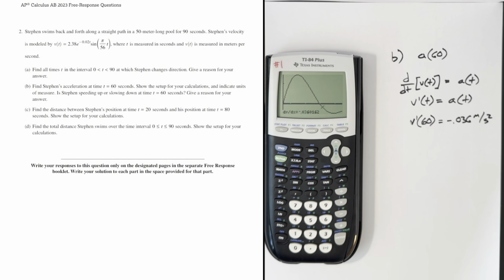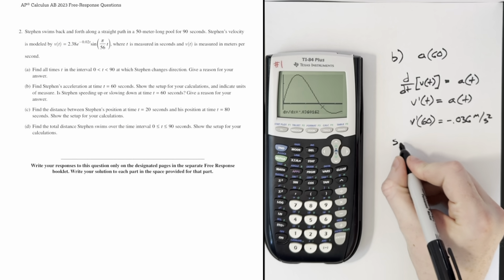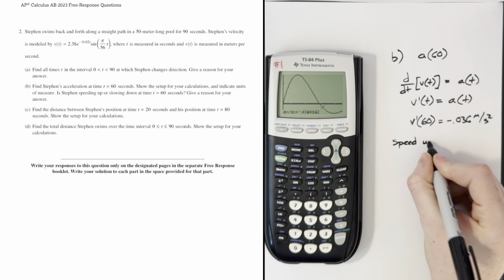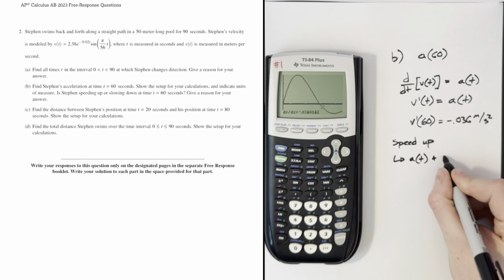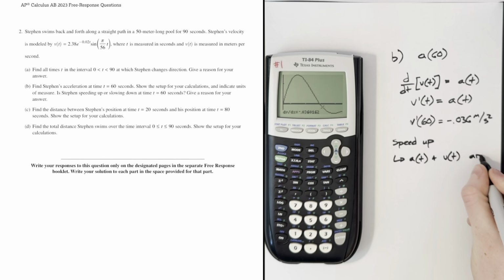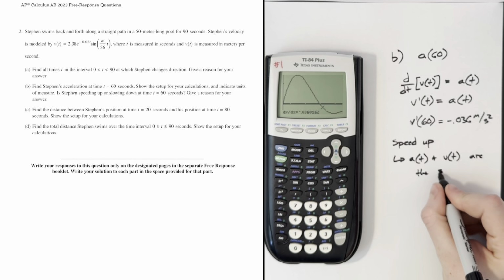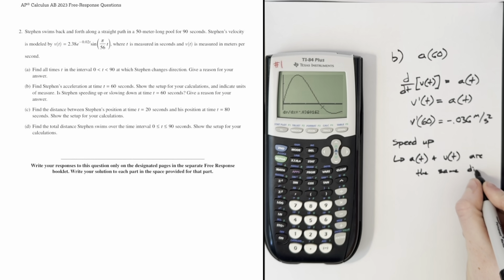Now, that's the first half of the question, but the second half asks us, is Steven speeding up or slowing down at t equals 60? Now, one thing that we know about speeding up versus slowing down, I'll write this down. We speed up when acceleration and velocity are the same direction. And vice versa, we slow down when they're in the opposite direction.